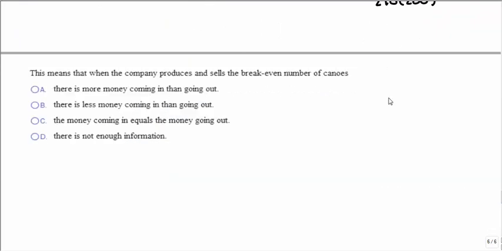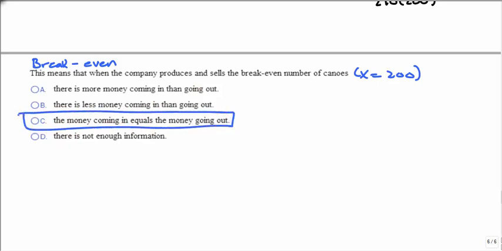So break-even. Let me put the word break-even up here so we remember what we're looking at. This means that when the company produces and sells the break-even number of canoes, which in our case was x equal 200, there's more money coming in than going out. There's less money coming in than going out. The money coming in and going out is equal. Okay, so that's the option that we're looking at here. That's why it's called break even, because they're equal.